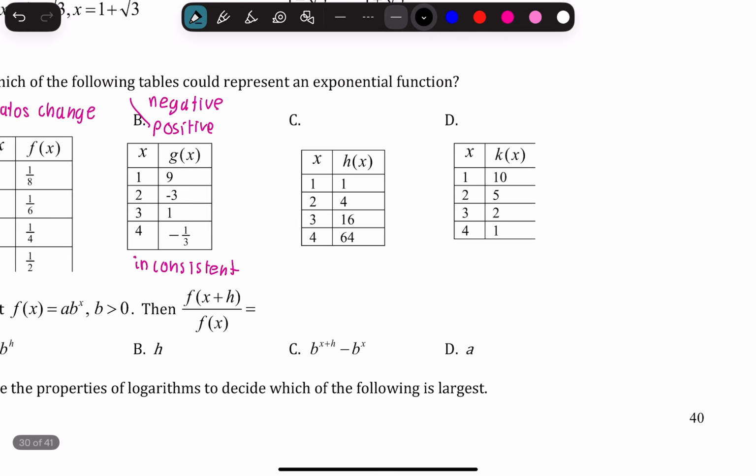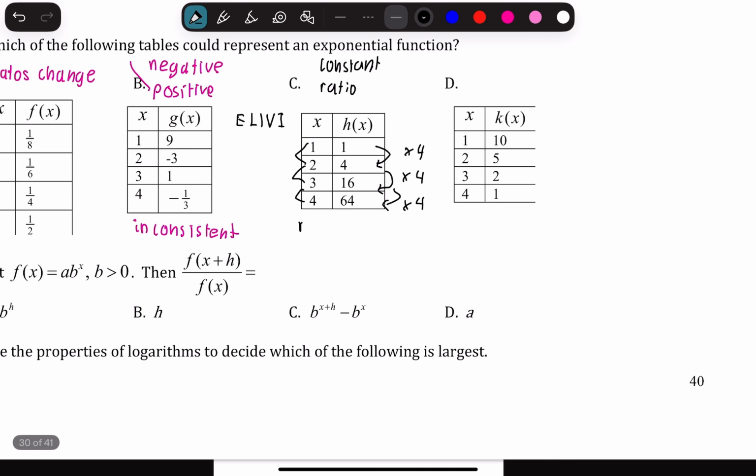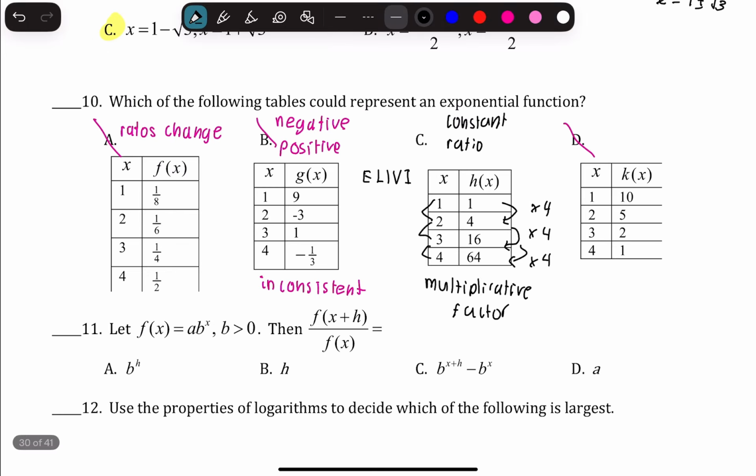Now let's examine C. What we can see is that we have equal length intervals for all of the input values, and for the output values, we can see that they are all being multiplied by 4 each time, so there is a constant ratio, and they're being scaled by a multiplicative factor. Now we know this is probably our answer. We can check D just in case. So now we can see that there's no pattern apparent here, so that makes our answer just equal to C.